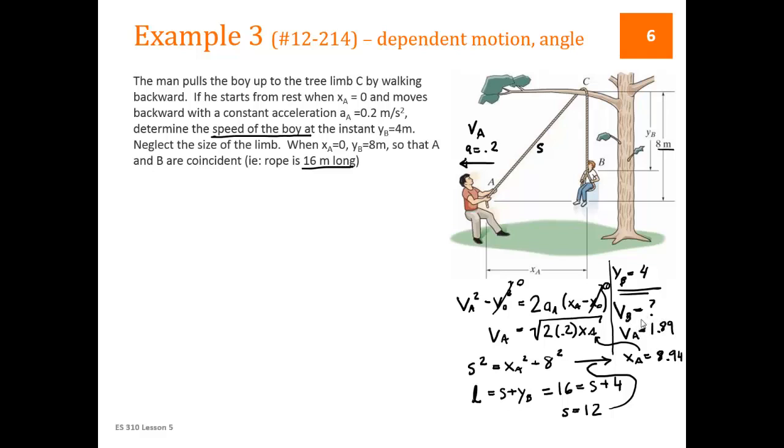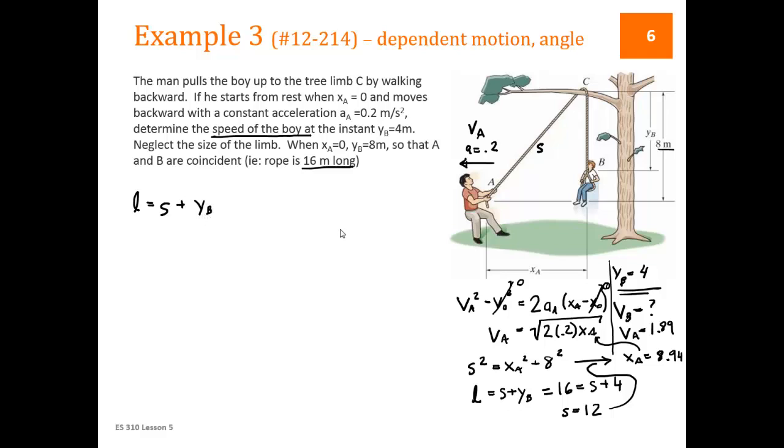All right, so now we're at the point where we started the last problem. We're given the velocity of the man. We need to find the velocity of the boy. So now we need to relate the motion of the man to the motion of the boy, and it's not as simple as with the pulleys because we have this angle involved. So let's take a look at our definition of the length of the rope. That's where we started before. We've already written it. The length of the rope has 2 parts. It's S plus YB.